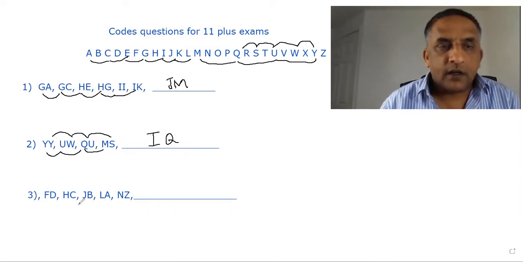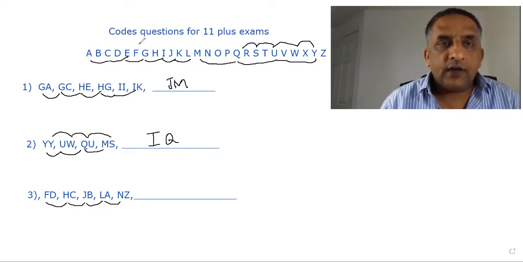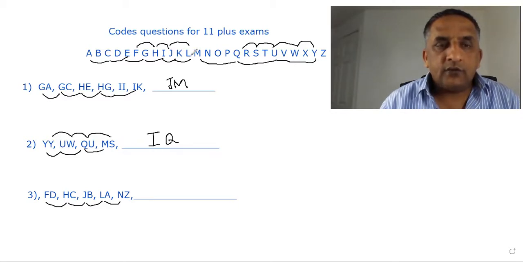Now the third question. F to H, H to J, J to L, L to N. We have to see how the sequence is going, and whether it makes any sense or not. F to H is a forward gap of 1. H to J, forward gap of 1. J to L, forward gap of 1. L to N, forward gap of 1. And N, with a forward gap of 1, is P.